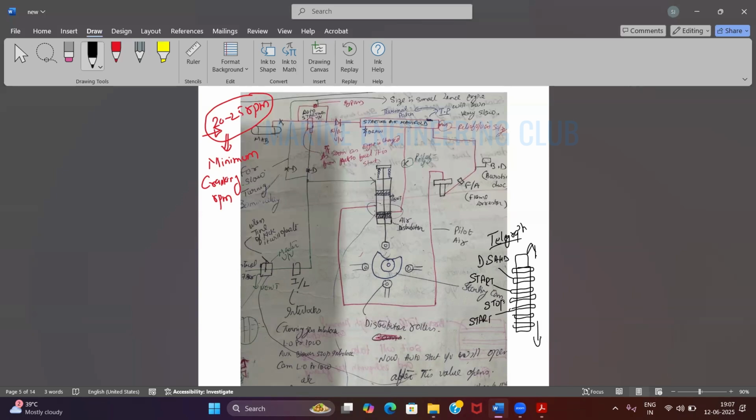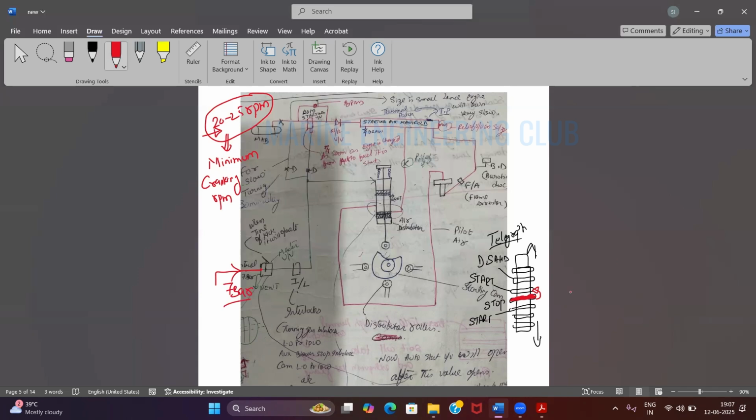So normally when the engine is stopped, your telegraph is in stop position. Agreed? Then what you do? You put it on start. As soon as you put the telegraph on start, what is happening? The control air comes from here, 7 bar.